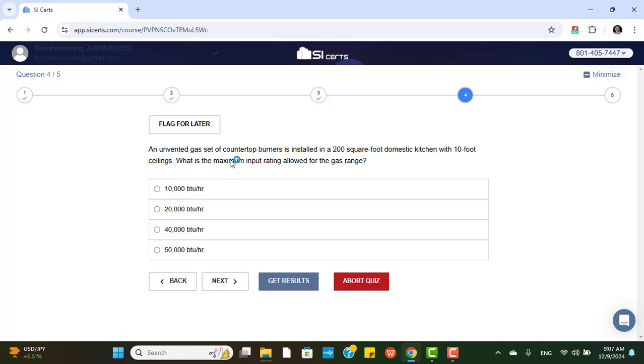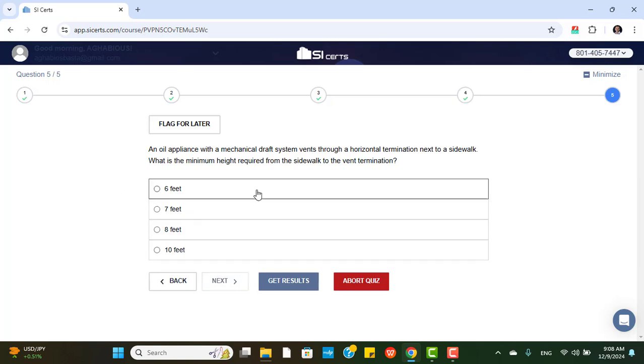An unvented gas set of countertop burners is installed in a 200 square foot domestic kitchen with a 10-foot ceiling. What is the maximum input allowed for the gas range? Okay, let's see the correct answer after it is finished.